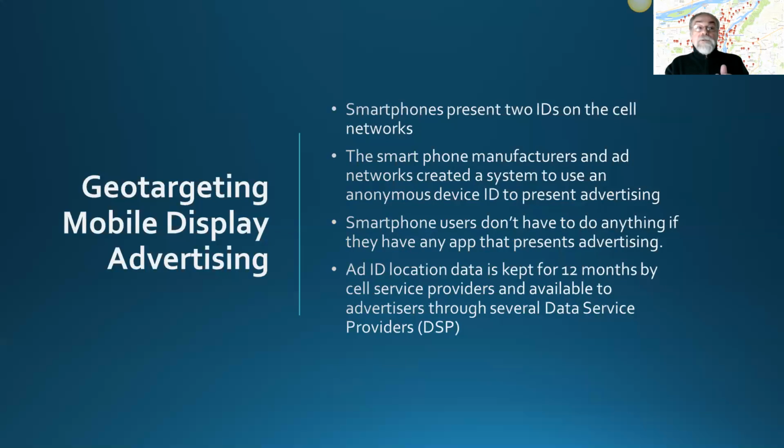So the smartphone user doesn't have to really download anything for us to see that ad ID, because many of the content apps that they have on their phone, everything from The Guardian to USA Today, your weather app, your mapping apps, all those have the ad ID integrated and can present ads. And that ID is then presented to the cell network where you go. So that data is kept by the cell phone companies, believe it or not, for 12 months. And so we're able to go back to the cell phone companies through brokers, or what we call DSPs, data service providers, to obtain that data for programs.